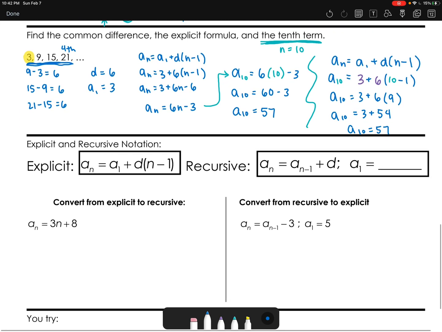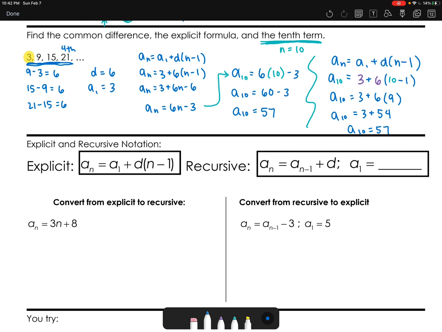So now we are going to talk about the recursive notation. We just talked about explicit notation, and now we're going to talk about recursive. Honestly, recursive is not super helpful unless you are doing coding or things with computers. It doesn't have a huge help in the real world, because recursive is all about using what came before it to solve the next problem.